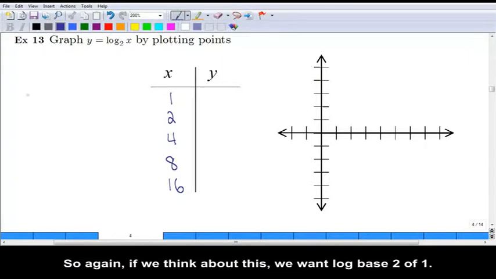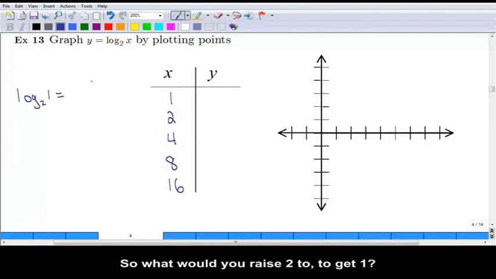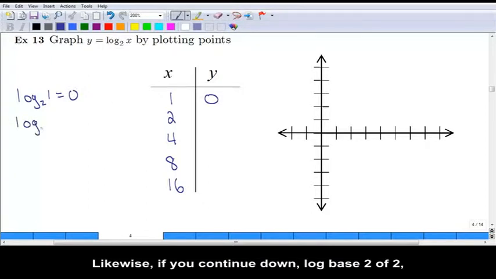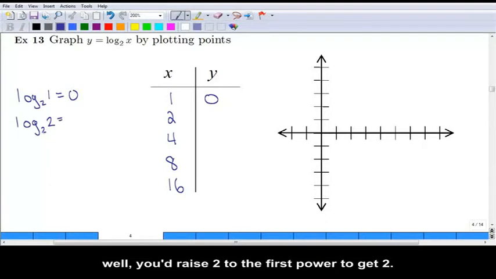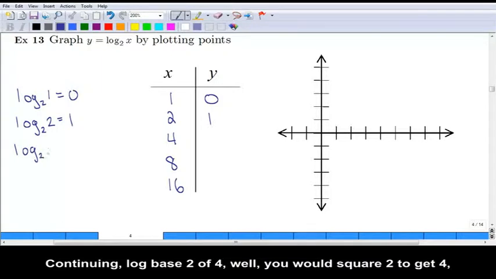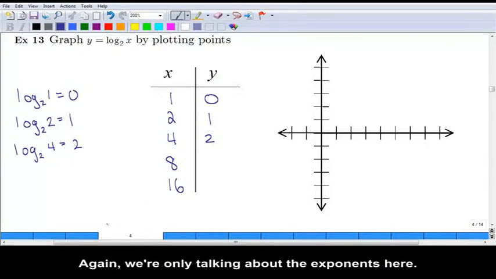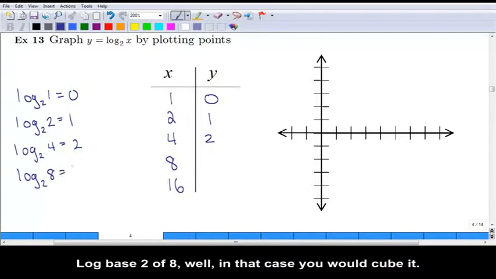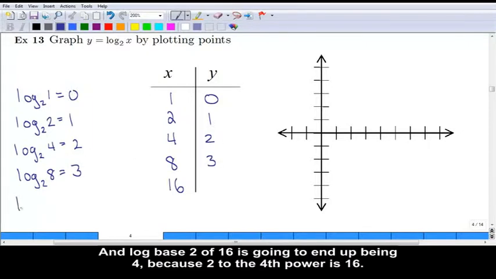So again, if we think about this, we want log base 2 of 1. So what would you raise 2 to get 1? You would raise it to the 0 power. Likewise, if you continue down, log base 2 of 2, well, you'd raise 2 to the first power to get 2. Continuing, log base 2 of 4, well, you would square 2 to get 4, so that gives you an exponent of 2. Again, we're only talking about the exponents here. Log base 2 of 8, well, in that case you would cube it. And log base 2 of 16 is going to end up being 4, because 2 to the 4th power is 16.